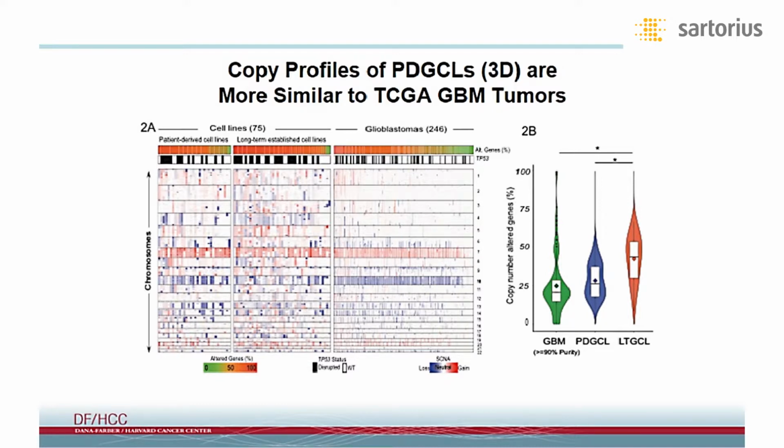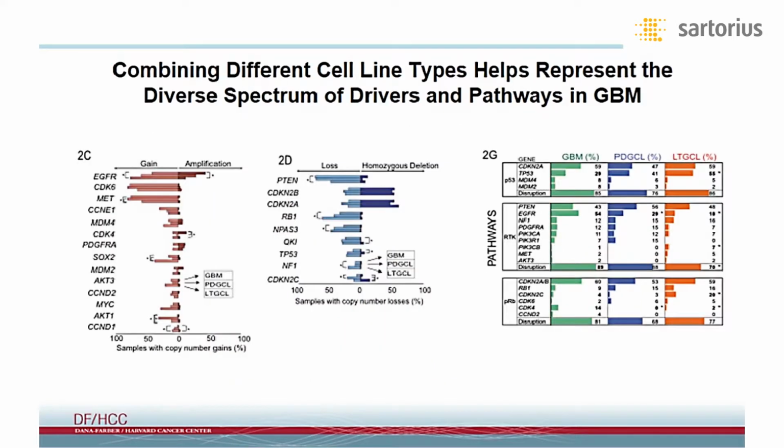And so we feel that these models that have been many, many years older and grown as two-dimensional structures have drifted quite a bit more away from the natural state of patient tumors. This was seen when you combine the data and you look across all the genotypes that are known targets in TCGA as driver events.